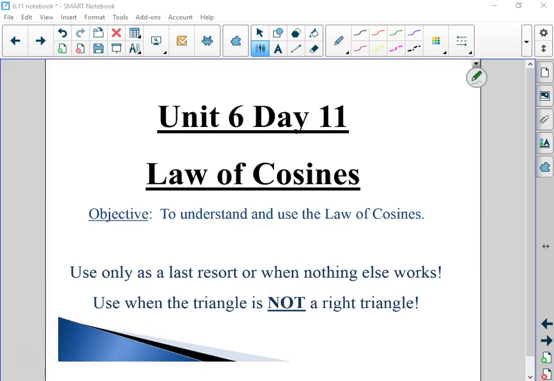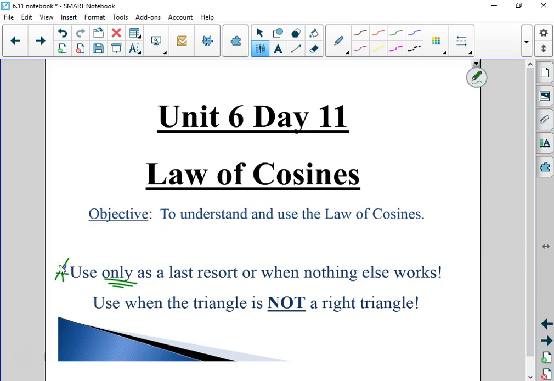Okay, law of cosines. So our last lesson was on the law of sines, which is pretty straightforward, pretty easy setup. You just set up a proportion, sine of A over A, sine of B over B, or you can use C, whatever, and you just cross multiply and divide. Very simple. Sometimes you have to take the extra step to do the inverse function, but it's not too complicated. Law of cosines, kind of nasty. Okay? And if you notice here, use only as a last resort when nothing else works.